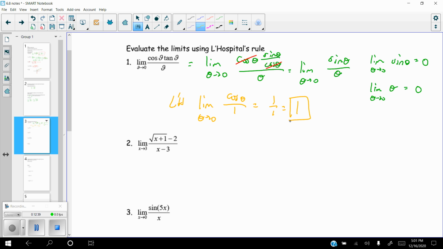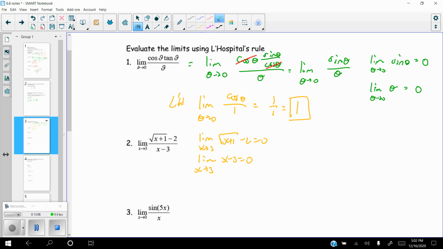Okay, same principle in the next one. Again, mentally, you should be able to look at that and say, okay, if I plug 3 in, I'm going to get 0 on top. If I plug 3 in, I'm going to get 0 in the denominator. So we're going to go ahead and write our steps out. The limit as x approaches 3 of the numerator is 0. The limit as x approaches 3 of the denominator is also 0.